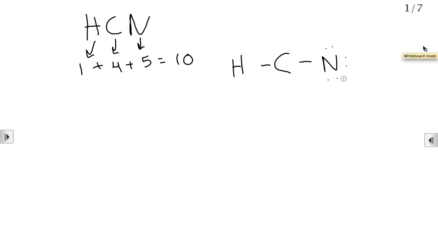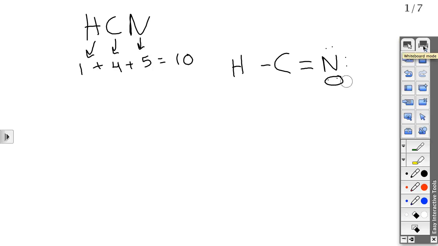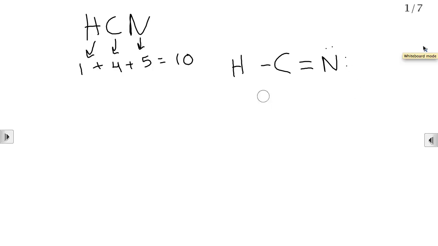So I'm going to move this here to there. So now I'm going to check my carbon. Nitrogen's good, hydrogen's good, carbon's still short. I can't do anything with this hydrogen. It doesn't have anything to give me.